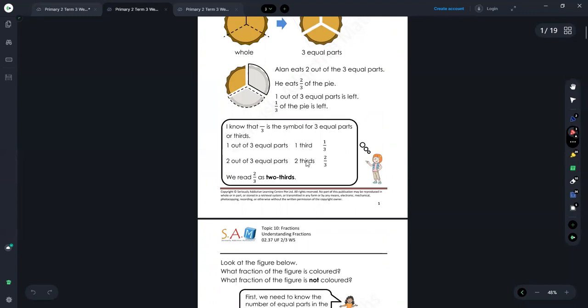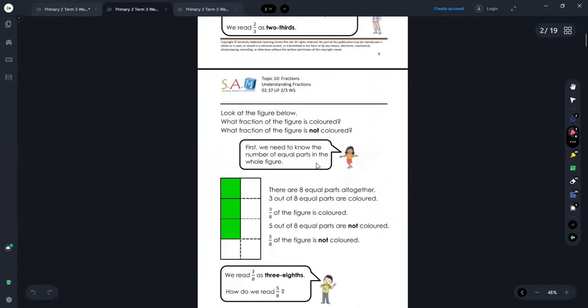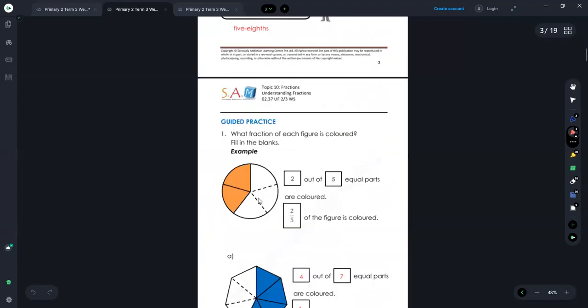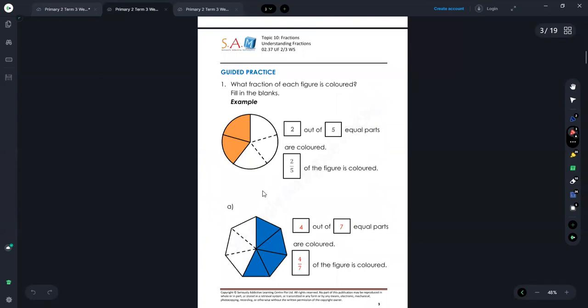If it is more than 1, then it'll be 2/3 with the S. Tell them that. Then of course you have the TH. Anything else after the third one is all TH forms. 3 out of 8ths. If it is 1 out of 8, then no S. But if it's 3 out of 8, then it's 3 out of 8ths. How do we read 5/8? 5 out of 8. So you can say 5 out of 8 or 5/8. Then get them to do the guided practice.